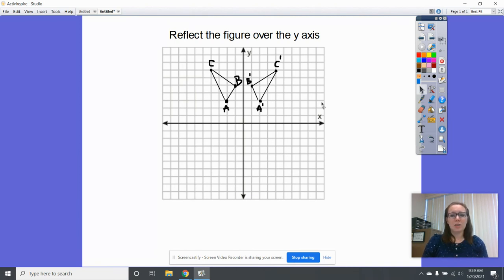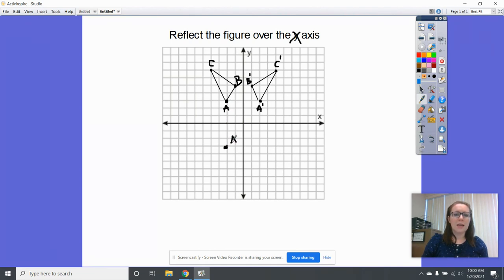Now what we did here is we reflected over the y-axis. That's not the only direction that you could be asked to reflect. You could also be asked to reflect over the x-axis instead. This horizontal line is the x-axis. The process is the same. This is 3 above, so we're going to go 3 below.